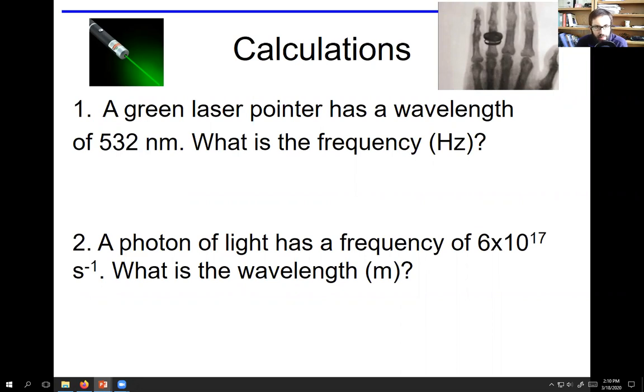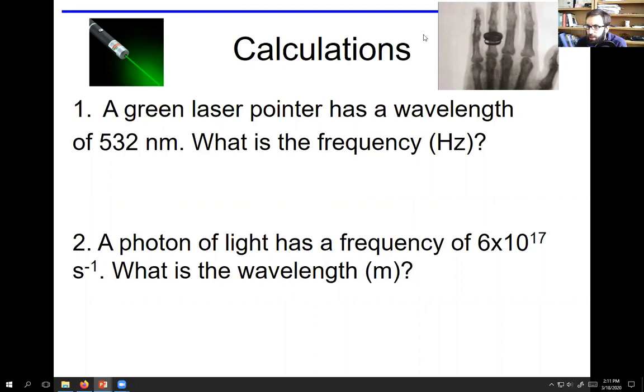By the way, green laser pointers are so bright and so efficient because your eye is most sensitive to green light compared to other colors. Anyway, it's asking what is the frequency of this 532 nanometer light? So how are we going to do that?